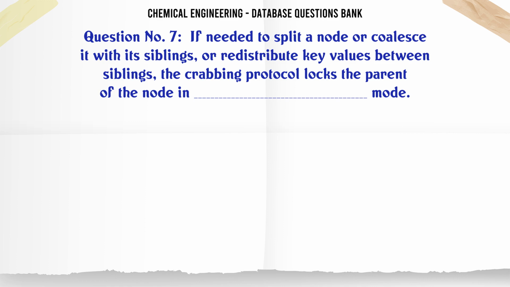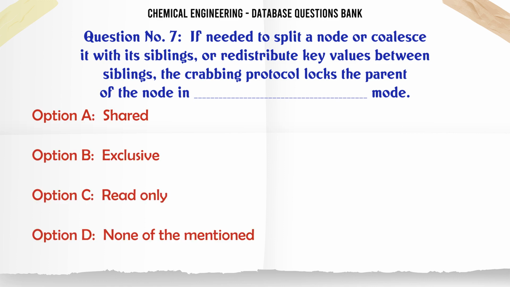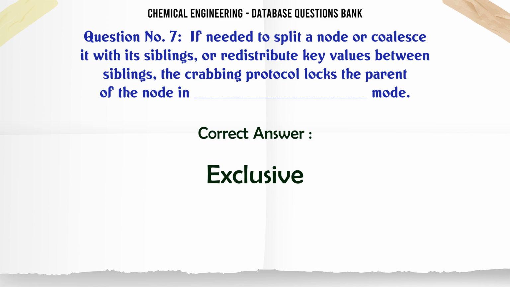If needed to split a node or coalesce it with its siblings or redistribute key values between siblings, the crabbing protocol locks the parent of the node in mode A, shared, B, exclusive, C, read only, D, none of the mentioned. The correct answer is exclusive.